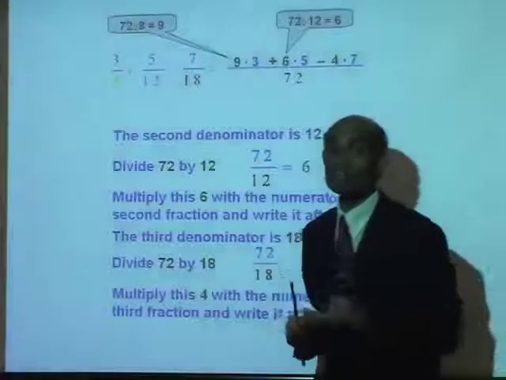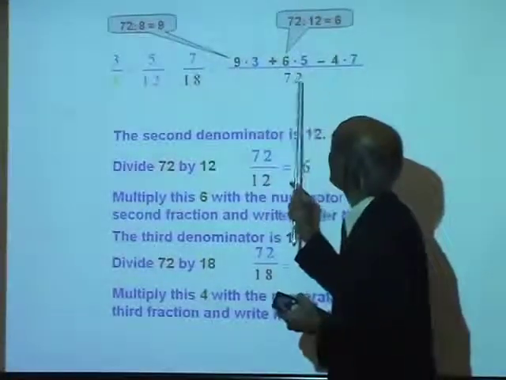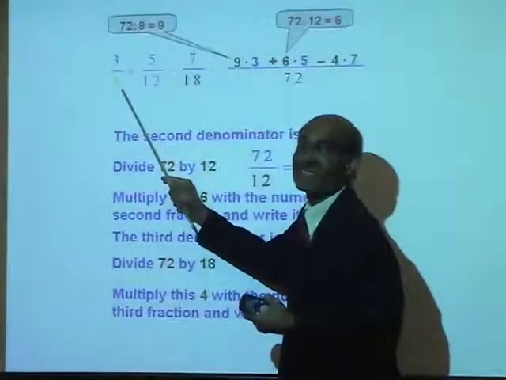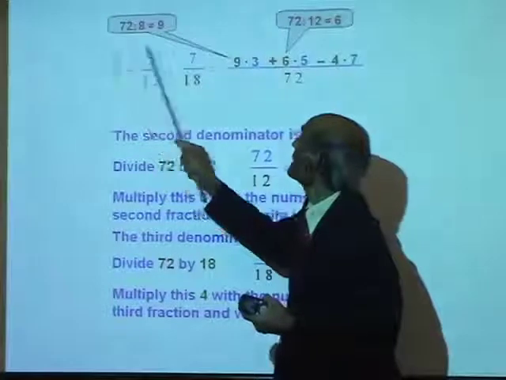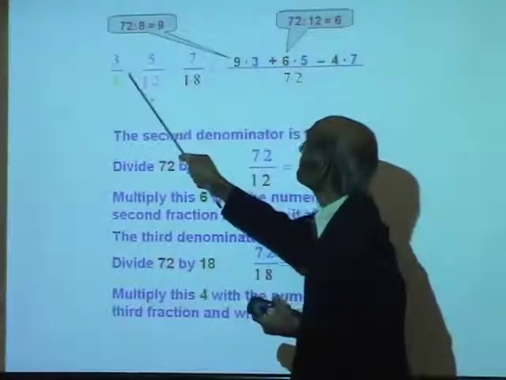I'm going to repeat this one more time. How do we construct the numerator? Watch this again. 72 divided by 8 is 9. 9 times 3 is our first number. Follow that up with the plus sign.